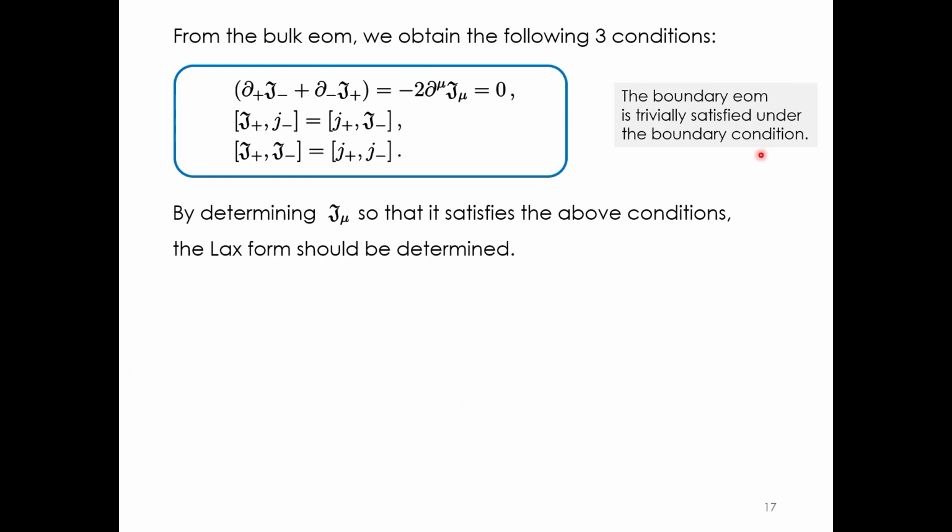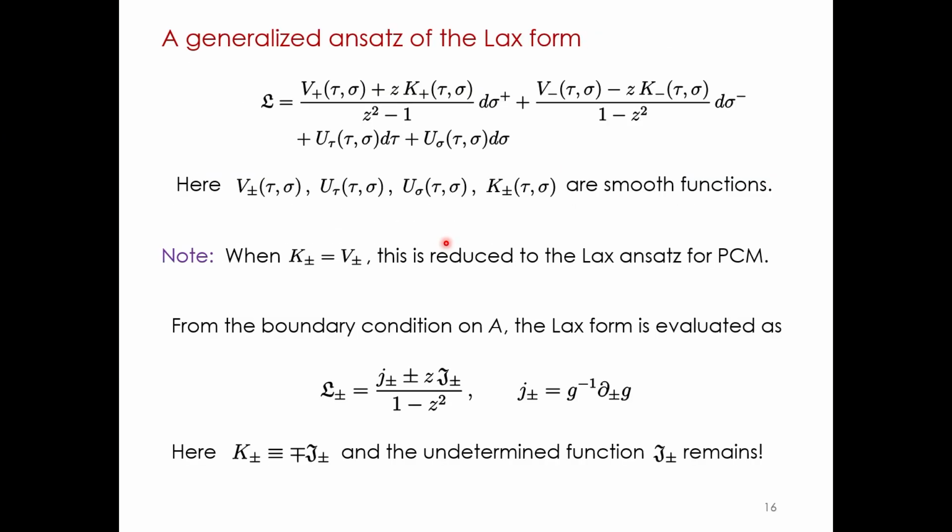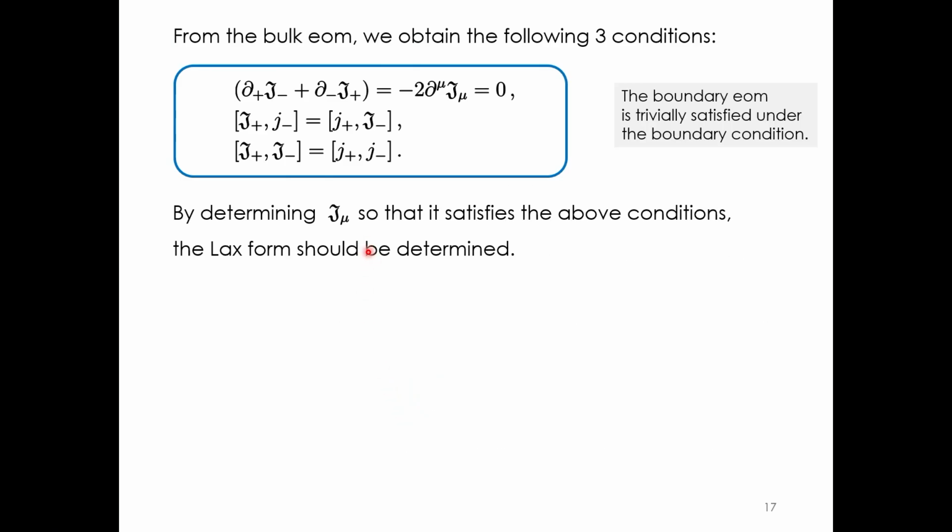The boundary EOM is trivially satisfied because the boundary condition is not changed. So then we need to consider the bulk EOM only. So then let's substitute this form into the bulk EOM. So then we will get these three conditions from the bulk EOM. So the first one should be the conservation law of curly J. So this is nothing but the true EOM for two-dimensional systems we want to obtain.